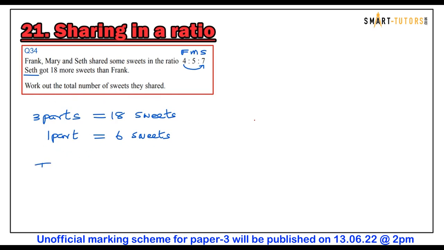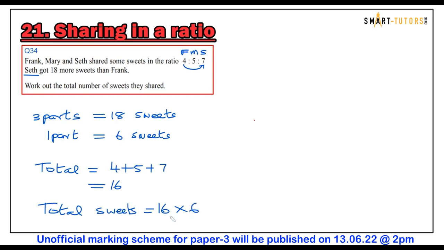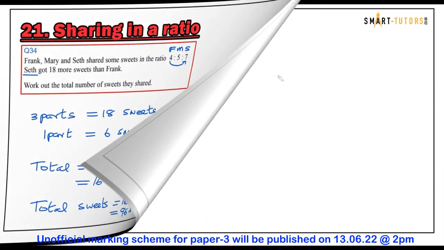Work out the total number of sweets shared. So altogether, the total shares, you need to add all the 4 plus 5 plus 7. So this is going to be 16. So total sweets is 16 times, each part is 6 sweets. So if you times, 96 sweets. That is question number 34 and topic number 21.